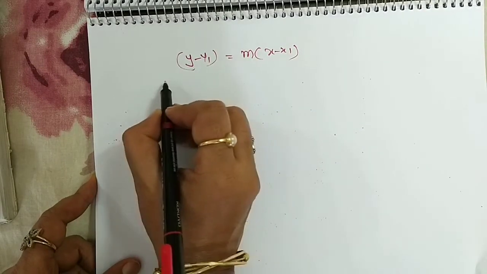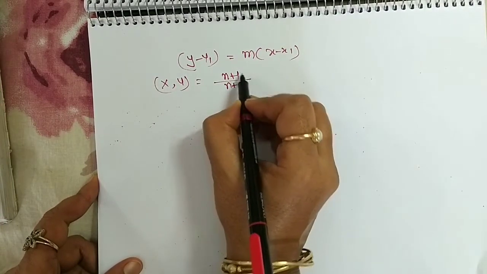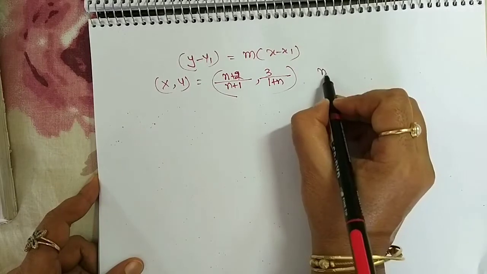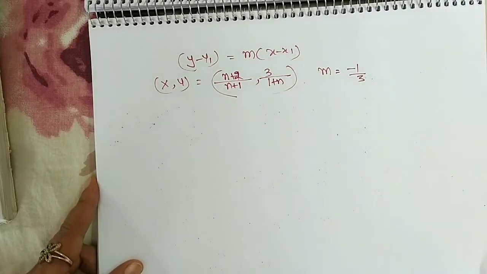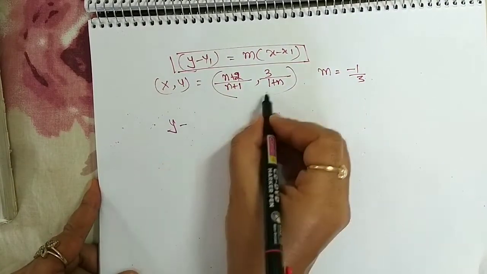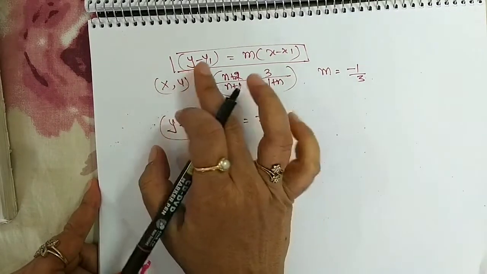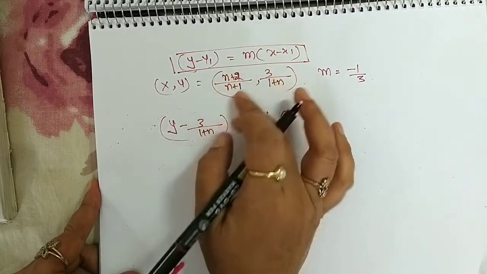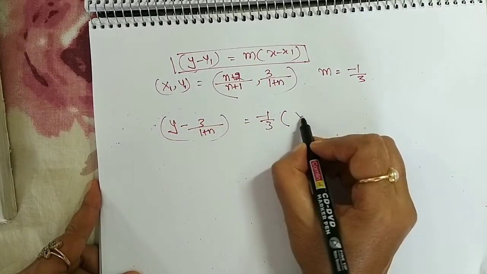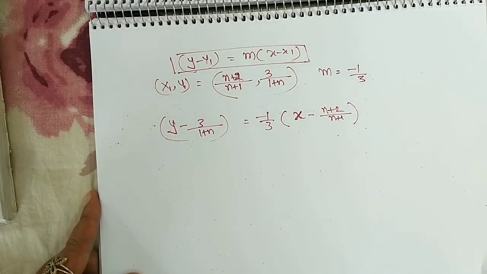So what were the points? Let me write down. x comma y was n plus 2 by n plus 1, and 3 by 1 plus n. And what was m? m was minus 1 by 3. So let me put it in this equation. So it will be y minus y1, which is 3 by 1 plus n, is equal to minus 1 by 3 into x minus x1. So this is x1. Correct. These are the points which we are using to find the equation. So x minus x1 is n plus 2 by n plus 1. So this is my answer.